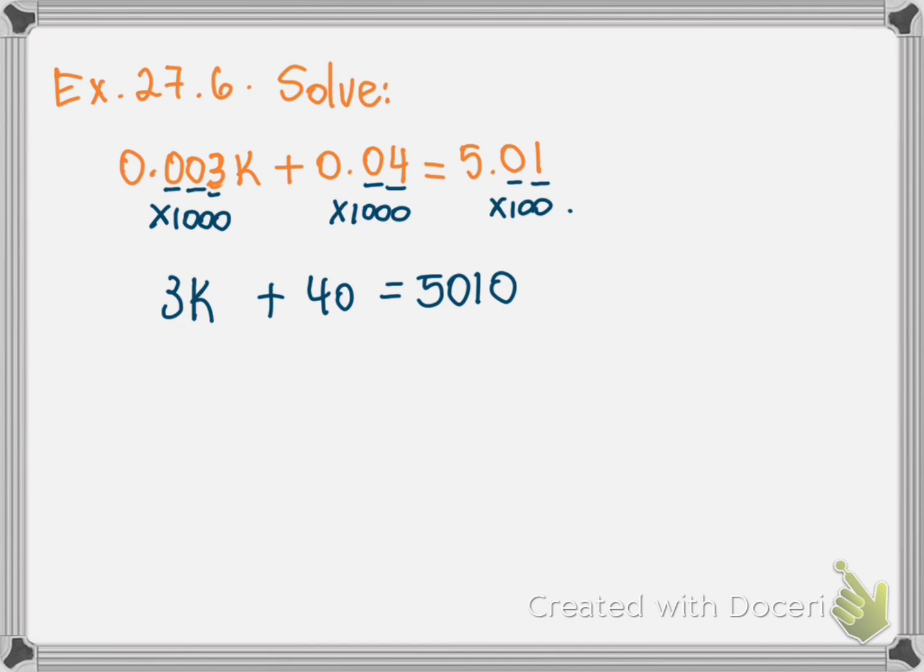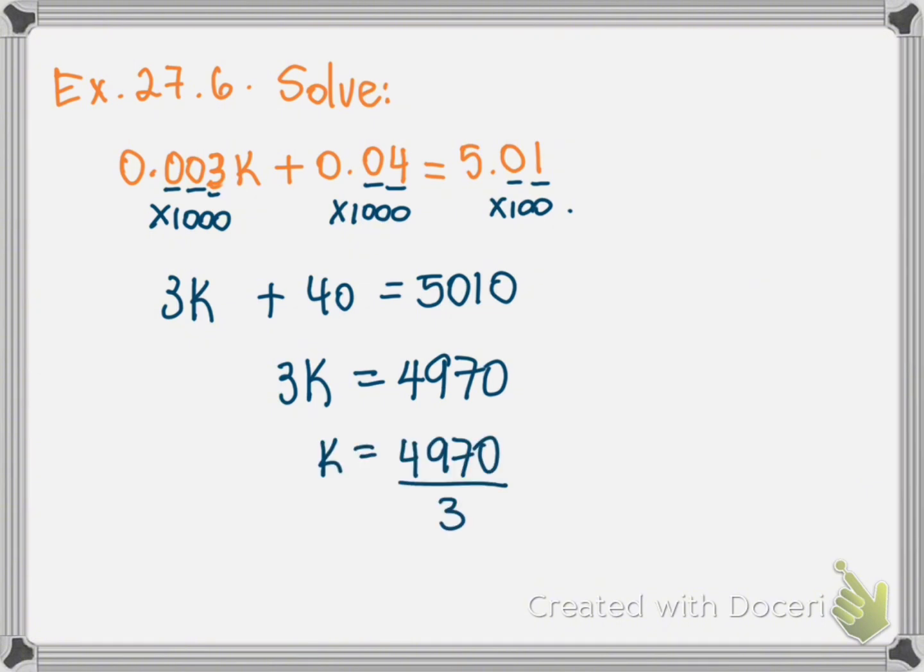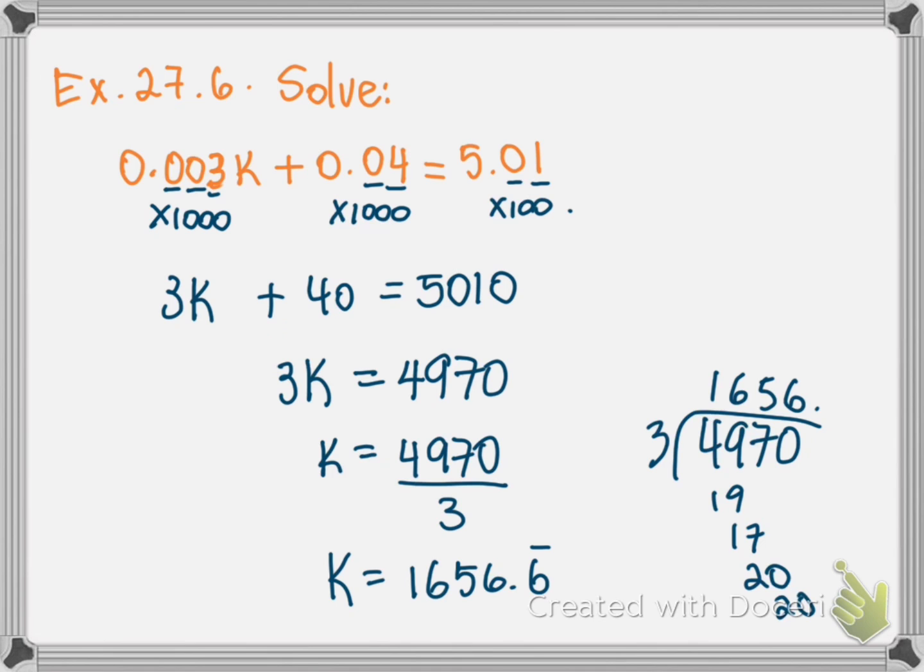In this case, we do exactly the same. We pass the 40 to subtract, which is 4,970. Then we pass the 3 to divide, and we get 1,656 and 6 repeating. And that would be our answer.